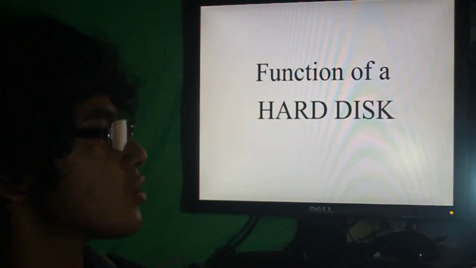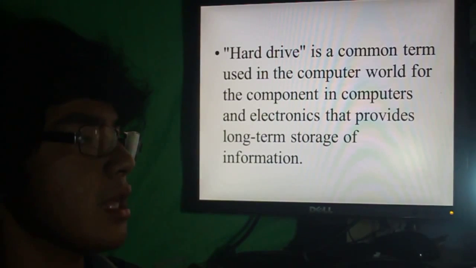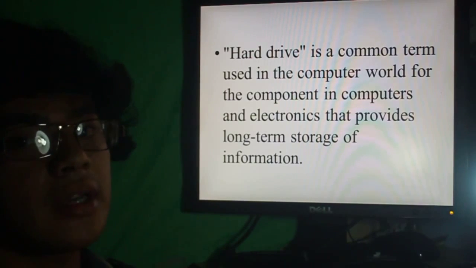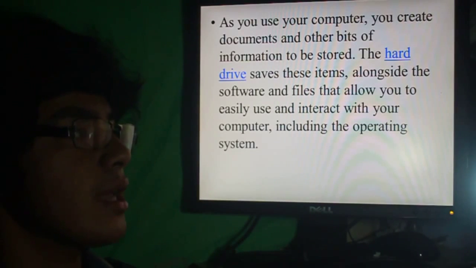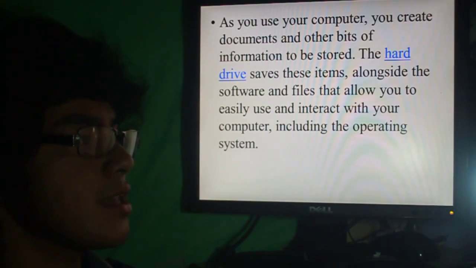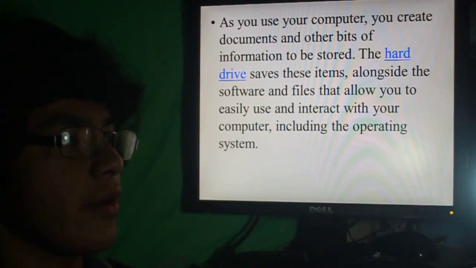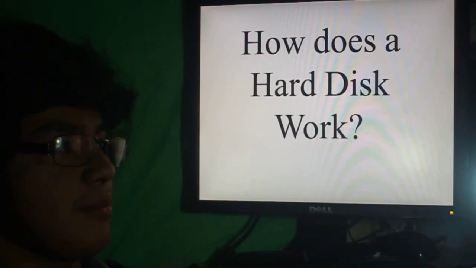Let's know what is the function of a hard disk. A hard drive is a common term used in the computer world for components in computers and electronics that provide long-term storage of information. A hard disk is also a secondary storage device. As you use your computer, you create documents and other bits of information to be stored. The hard drive saves these items alongside the software and files that allow you to easily use and interact with your computer, including the operating system.